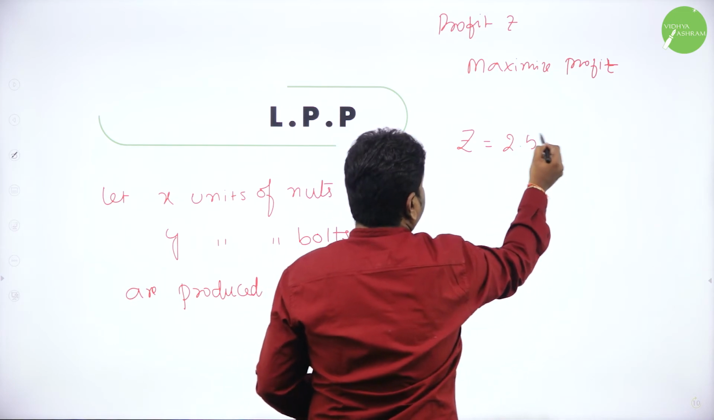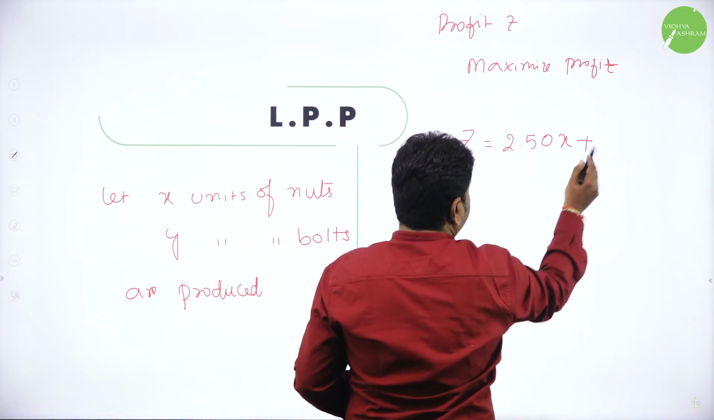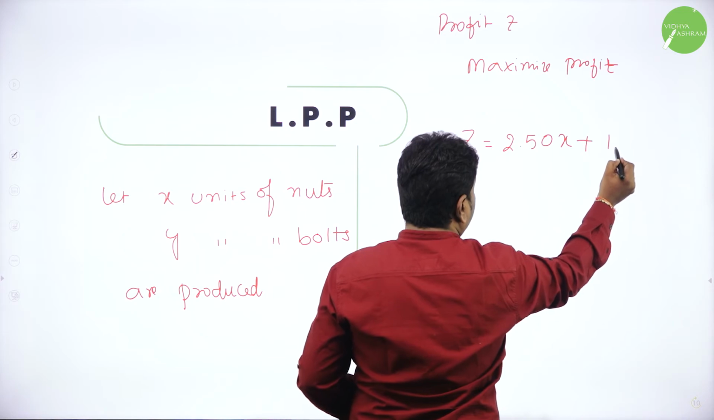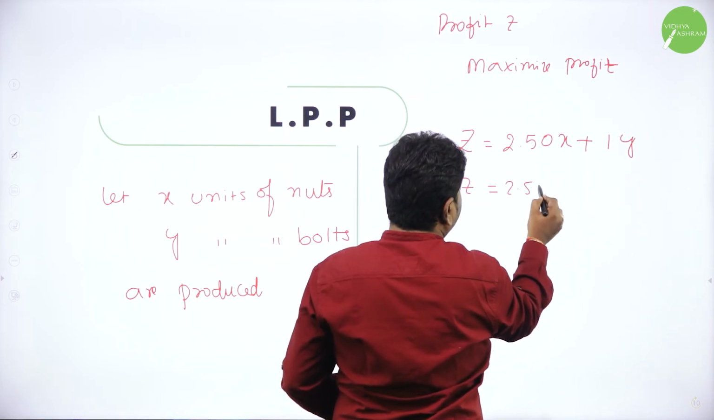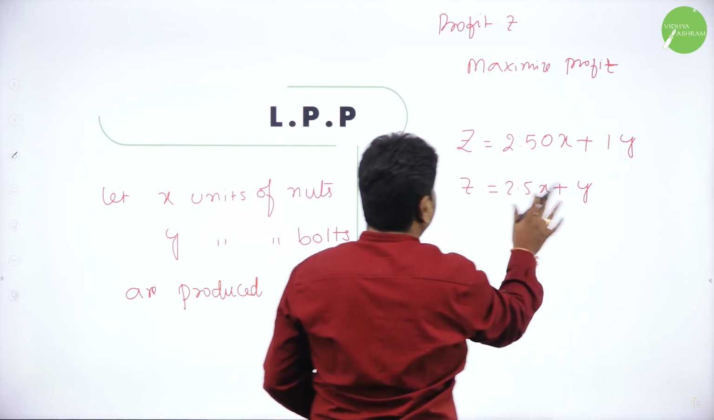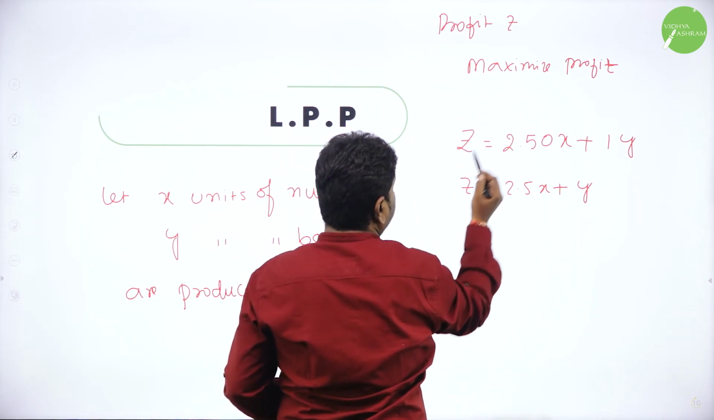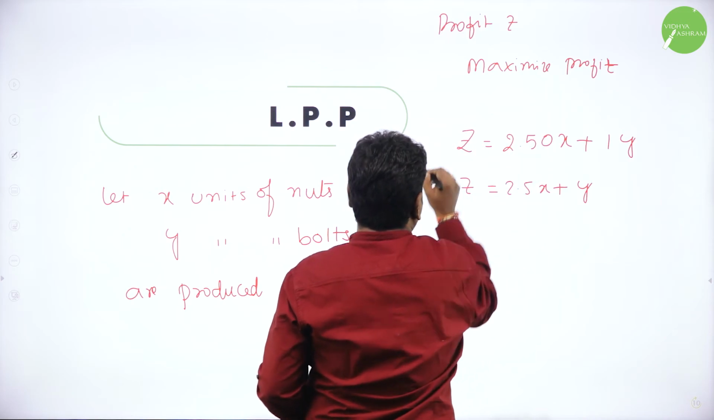2 rupees 50 paise x. This is profit on nuts. And 1 rupee into y, 1y. So this we need to maximize. So z is equal to 2.5x plus y. This is the objective function. So maximize this z. Maximize profit.